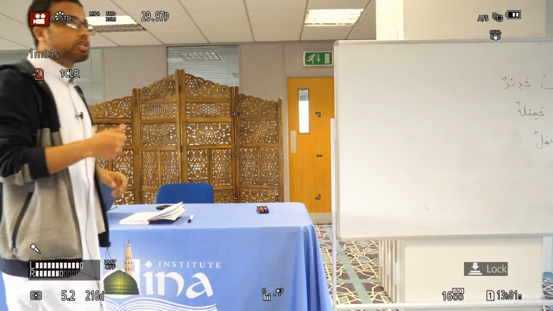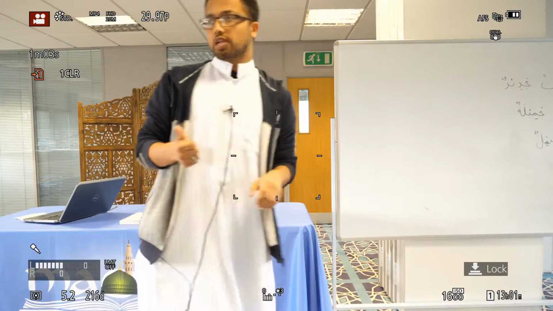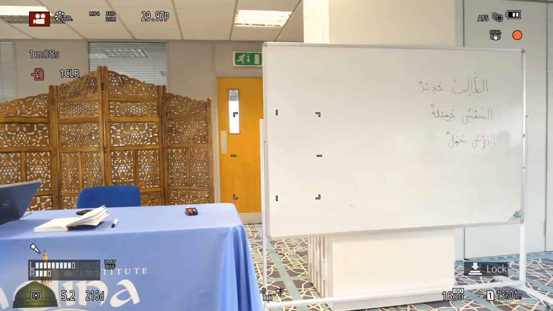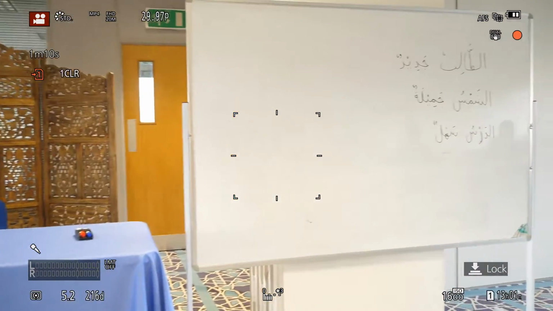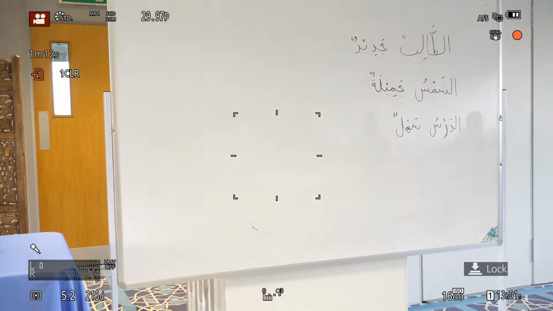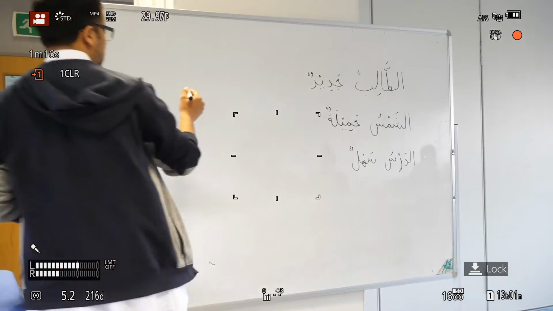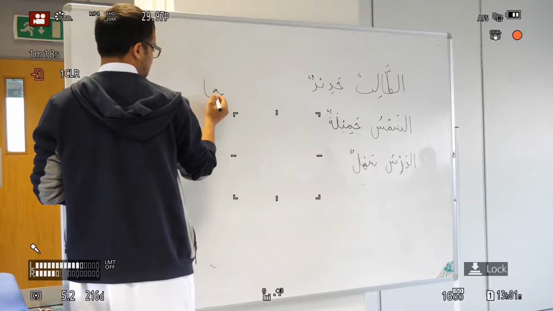So I know a few of you weren't here. So what word are we using? We're using the word laysa. What do we know about laysa? When you describe the word laysa, what do you say? Fi'lun, naqisun, jamidun. So what were the 2 words?